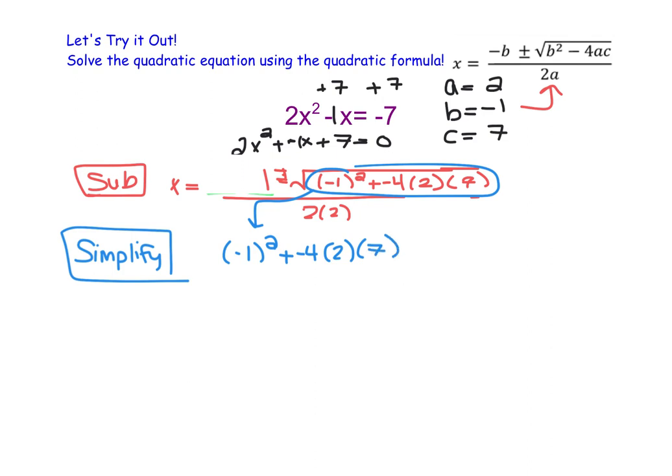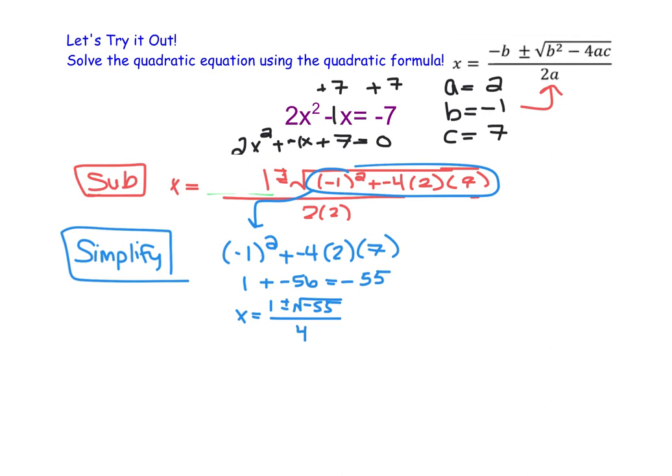Now -1 squared, be careful with this. I know that that is a positive 1. So make sure you utilize those parentheses so your calculator doesn't confuse you and make a mistake. And then I have plus -4 times 2, which is -8, -8 times 7, which is a -56. So that value underneath the square root becomes a -55. So what we really have here is x is equal to a positive 1 plus or minus the square root of a -55, all divided by 2 times 2, which is 4.